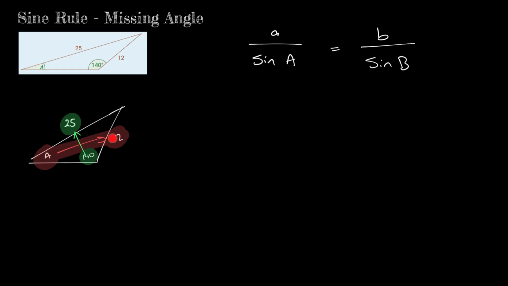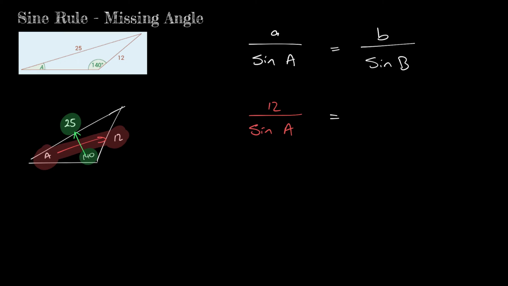So which one here has an unknown? It's the red one. The red one is the unknown. So I'm going to fill this in. What I'm going to say is a, which represents the side. So the side here is going to be 12, all over sine of the angle. And sine of the angle in this case is going to be sine of A. So you can see there, the side that I'm using is 12 and the angle is A.